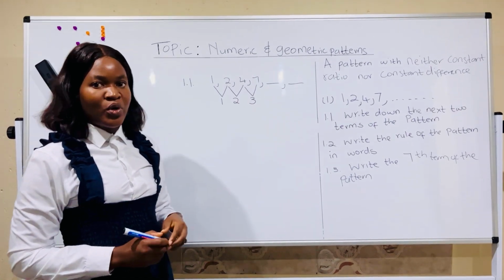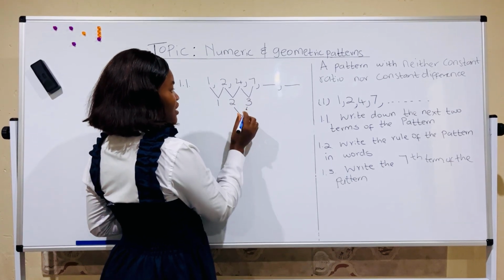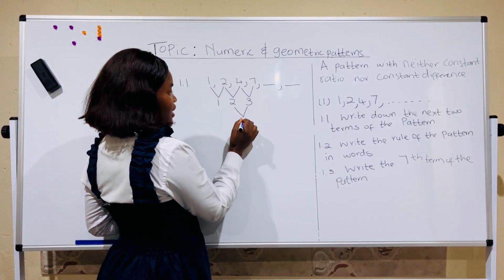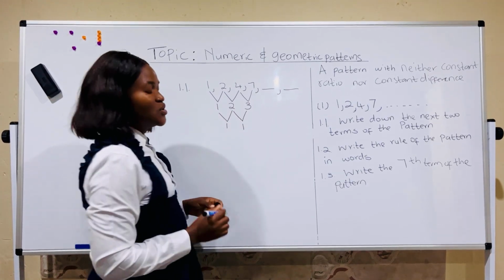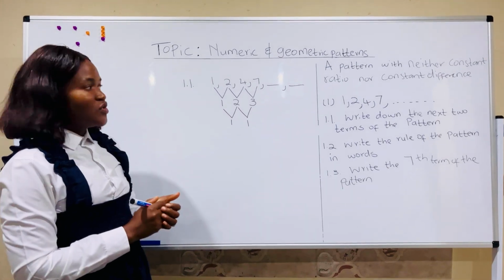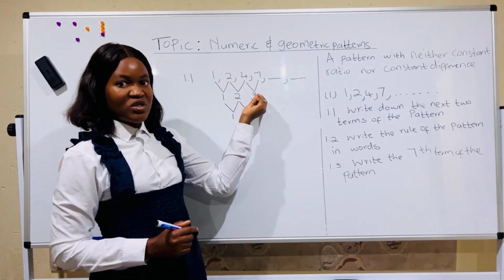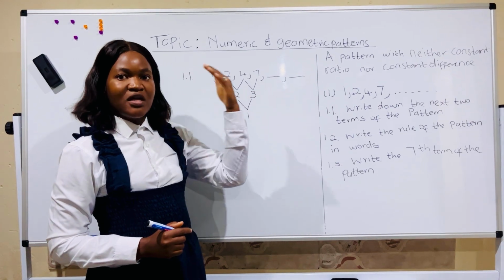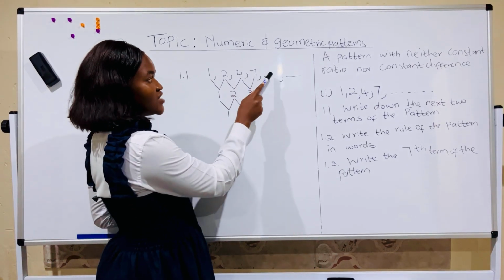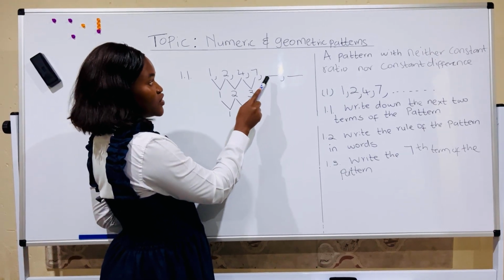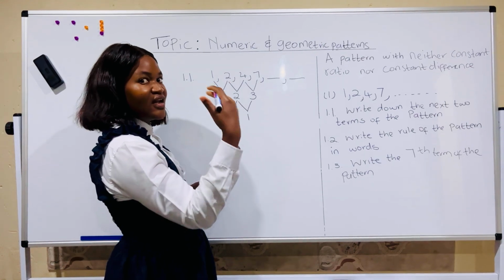So you are just going to find the difference: 3 minus 2 is 1, and then 2 minus 1 is 1. So that means the difference between two consecutive terms increases by 1 to get the next term. So for us to get term number 5, we do 7 plus 3, which is 10, and then plus 1.